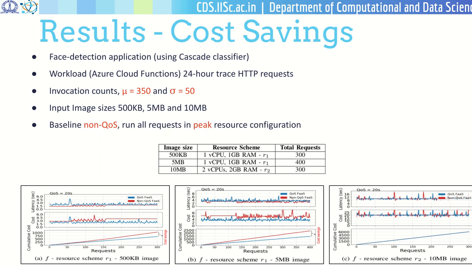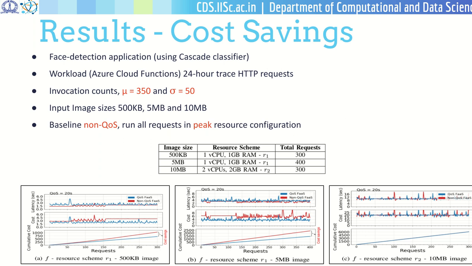For the first experiment, we wanted to show the cost savings that our QoS aware FaaS platform can bring in. We consider a single phase detection application which uses a cascade classifier. The workload for this is a trace which we took for every 1 hour on a 24-hour period of an Azure cloud function trace, and the input image size for the function is 500 KB, 5 MB, and 10 MB, which goes along with the invocation count distribution.